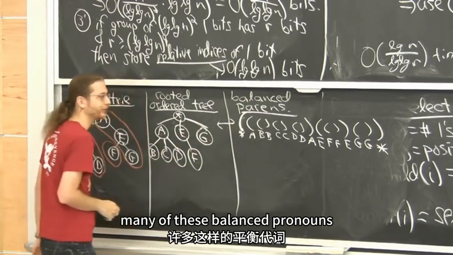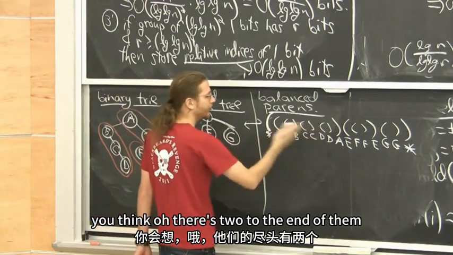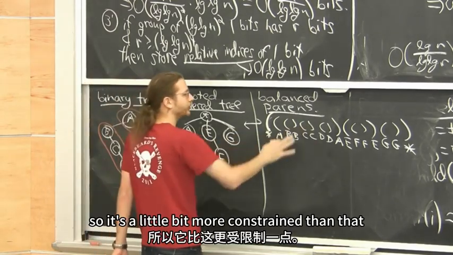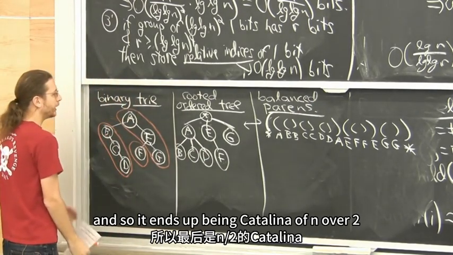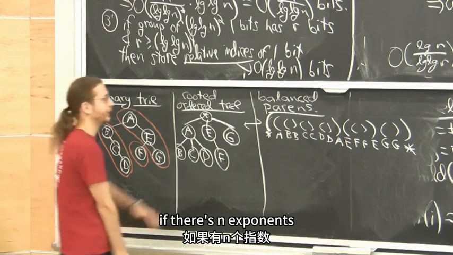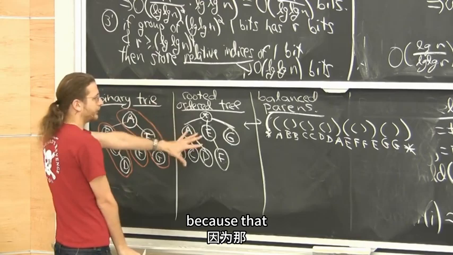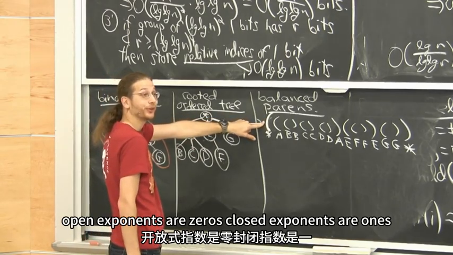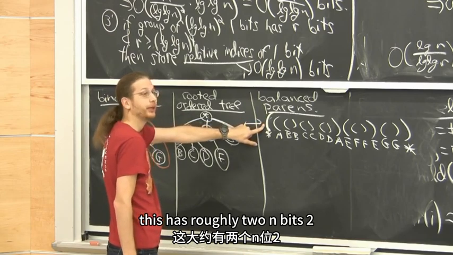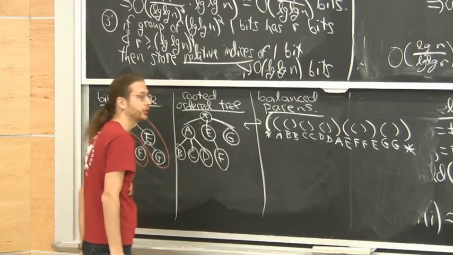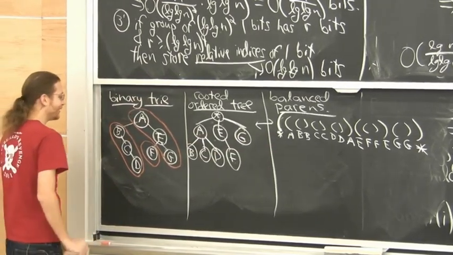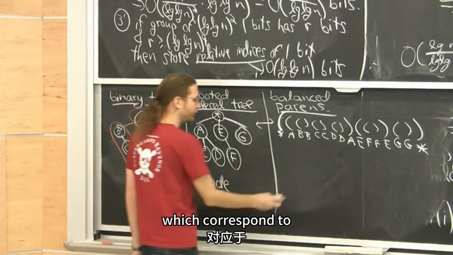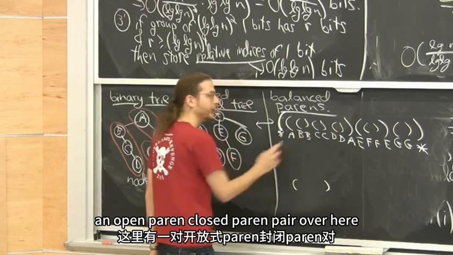Again, there are Catalan many of these balanced parens. You think, oh, there's 2 to the n of them, because each paren could be open or closed, but they have to be balanced, so it's a little bit more constrained than that. And so it ends up being Catalan of n over 2 if there's n parens, because there's 2 parens here for every node over here. This is going to be our bit string. Open parens are 0s, closed parens are 1s. This has roughly 2n bits, 2n plus 2, I guess, for the star, relative to this n. So basically, nodes here correspond to nodes here, which correspond to an open paren, closed paren pair over here.